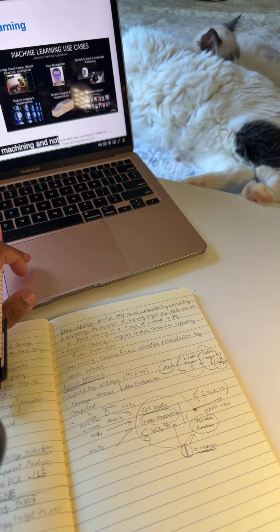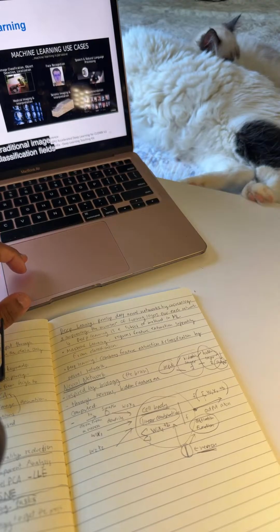Because of deep learning structure, we have many applications. Forms of machine learning, and not just in one field, actually in almost every field. For example, in the traditional image classification fields, or in the language.